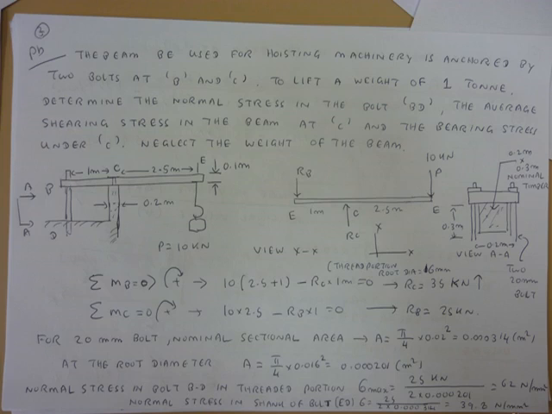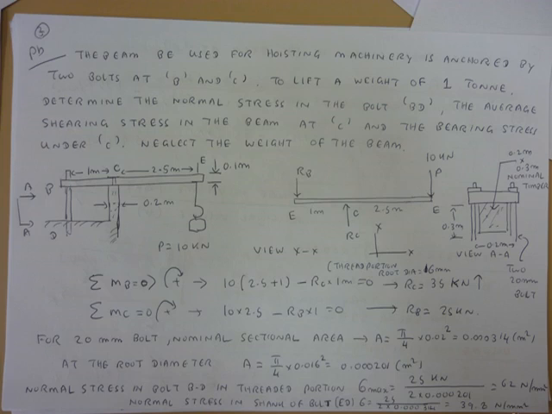So you see the dimensions. The distance from B to C is 1 meter, and from C to E is 2.5 meters. The thickness of the bin is 0.1 meter, and the diameter of both bolts at B and C is 0.2 meter. So we have to calculate the force at B and C. For that we draw the free body diagram.